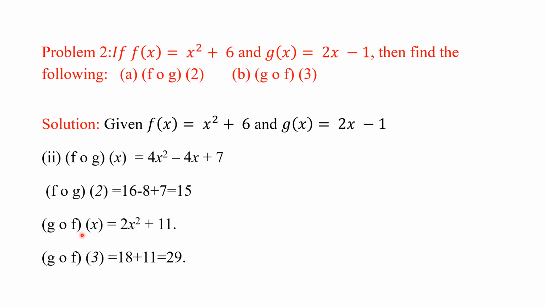In this g composition f of x, you've got to substitute 3 because they were asking for 3. So when I substitute 3, it's going to be 3 square is 9. 9 into 2 will be giving you 18. 18 plus 11. So your answer is 29.